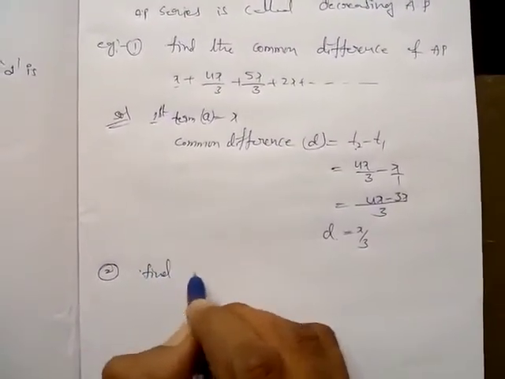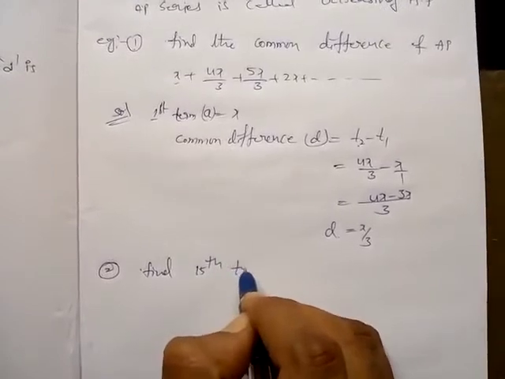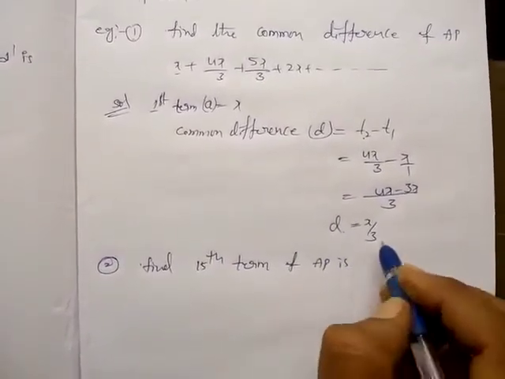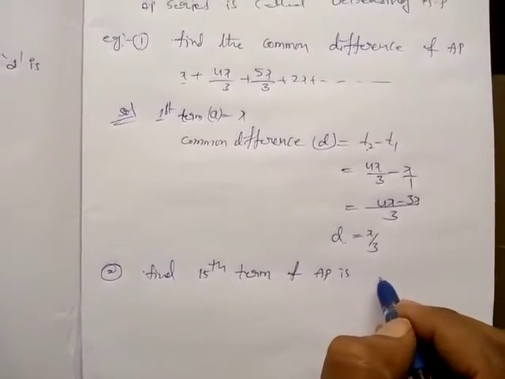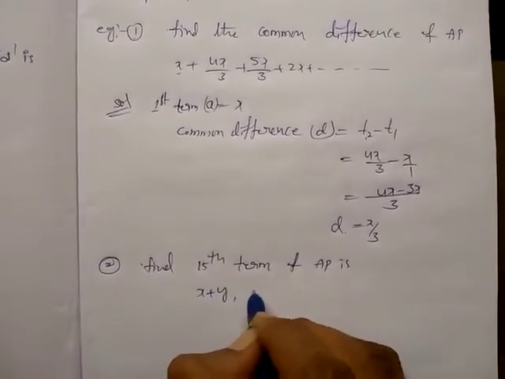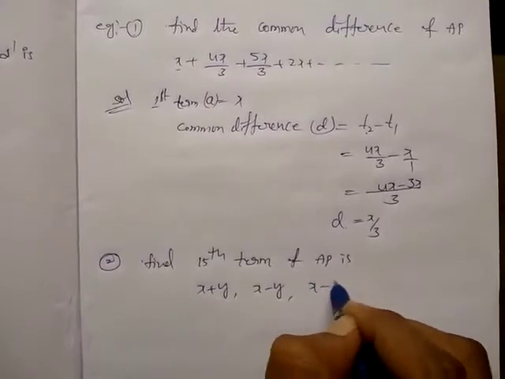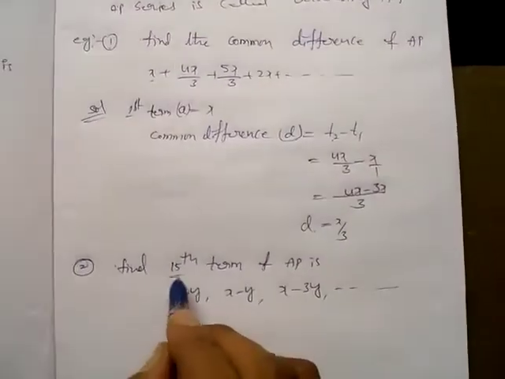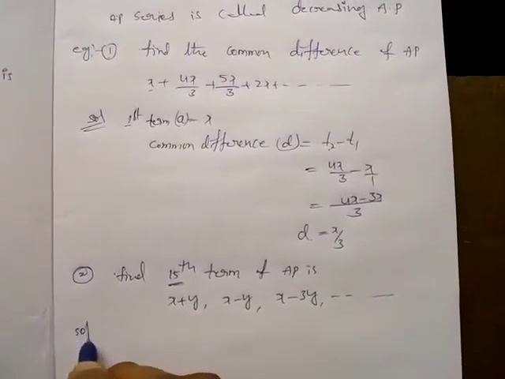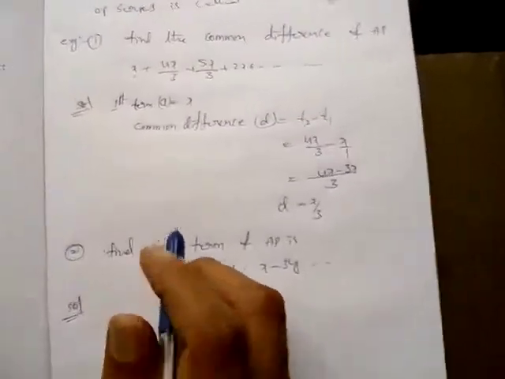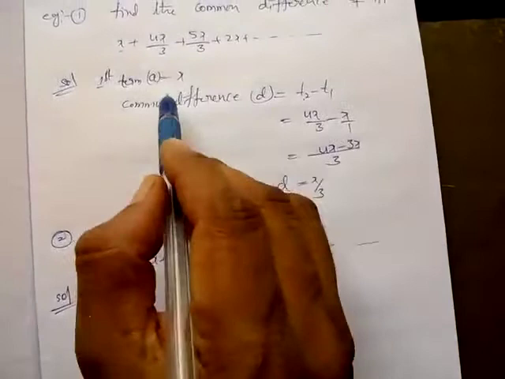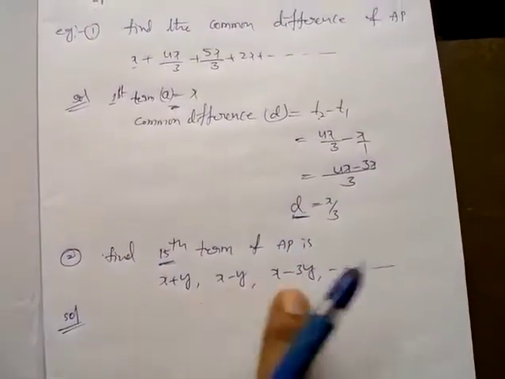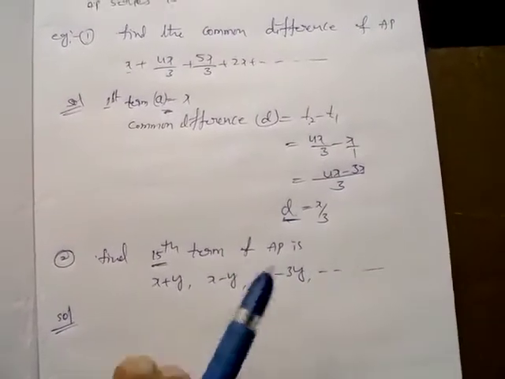Find the 15th term of the AP x plus y, x minus y, x minus 3y, and so on. Asking for the 15th term. So solution: if you want to find any term, compulsorily we need the A value and the D value. So from this series we have to find the A value and the D value.